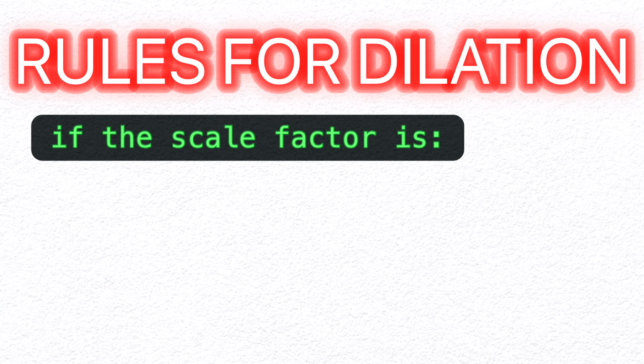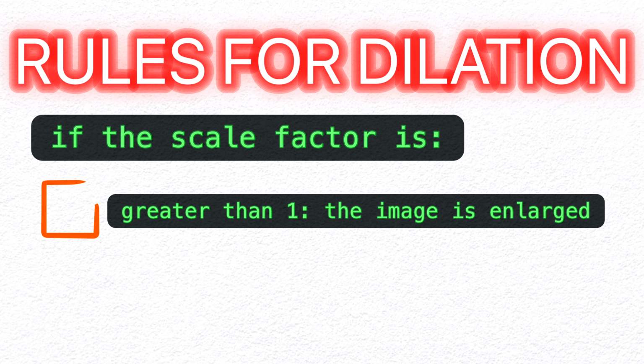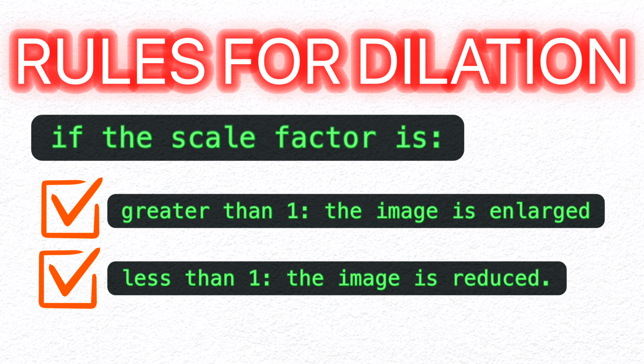Okay, so what are the rules for dilation? We remember that if the scale factor is greater than 1, the image is enlarged, so it becomes bigger. Well, if the scale factor is less than 1, the image is reduced. So let's take this example right here to better understand how this works.